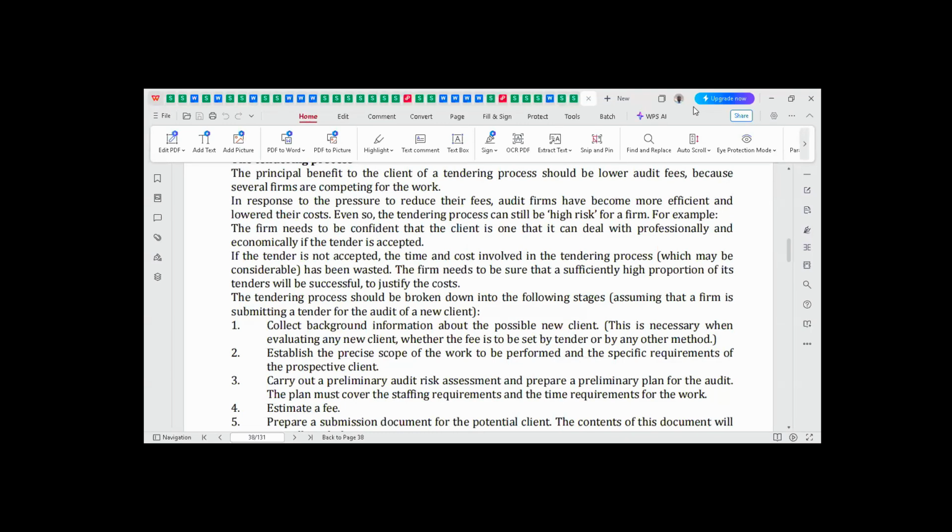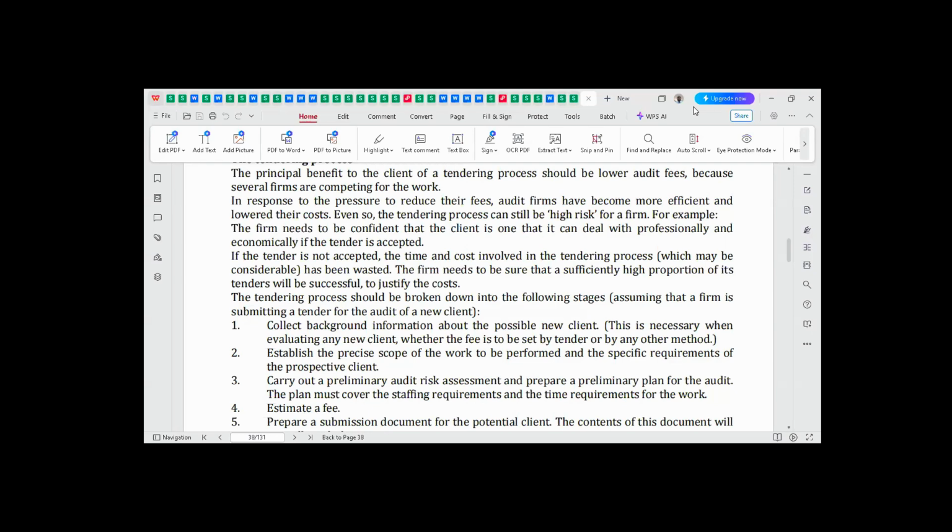Then in the process of collecting background information, you also need to be aware of whether the fees are to be set by tender or by any other method. So sometimes they will have pegged the amount that they can offer. All right. If that's the case, that makes it all easy for you. But sometimes they leave it open, expecting the prospective audit firms to put their fee and be able to justify why they are charging that amount.